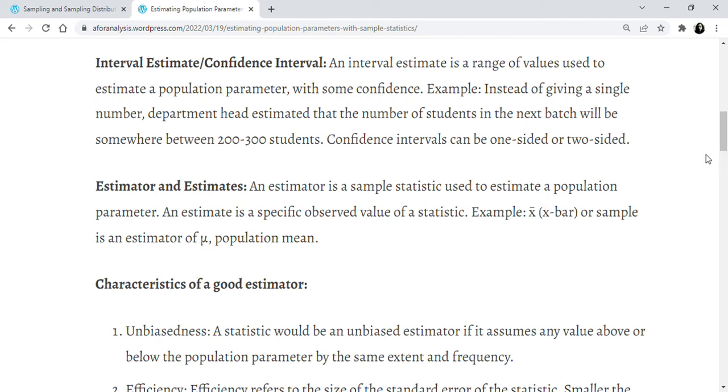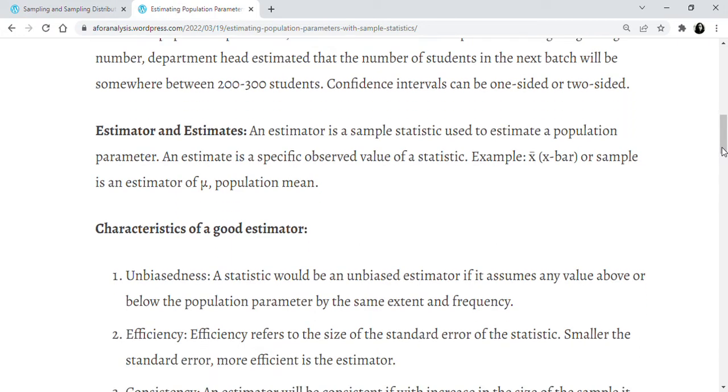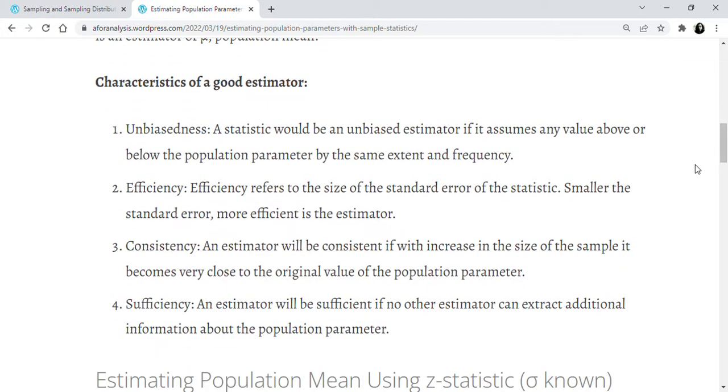Now, characteristics of a good estimator. When do we say that the estimator is actually good? First of all, it has to be unbiased, meaning the frequency and extent to which it takes values above the population mean, in the same frequency and extent, it can assume values below the population mean. Not population mean, excuse me, it should be population parameter.